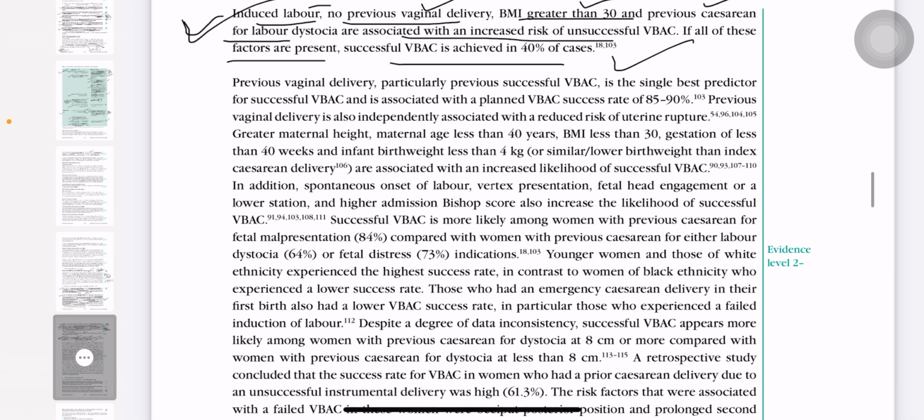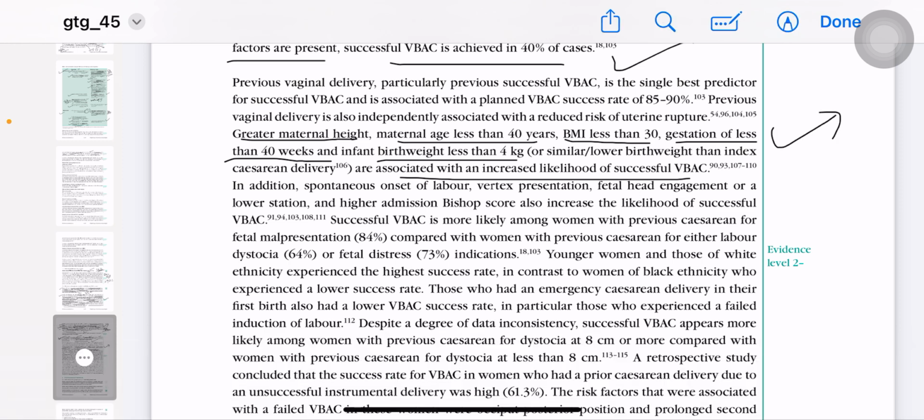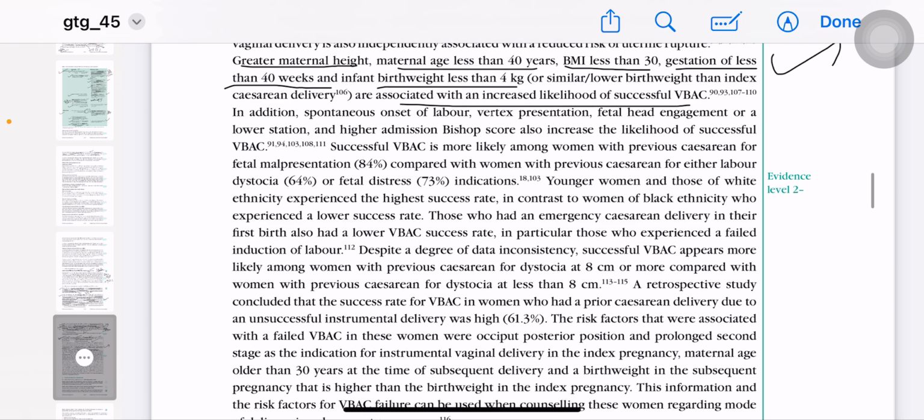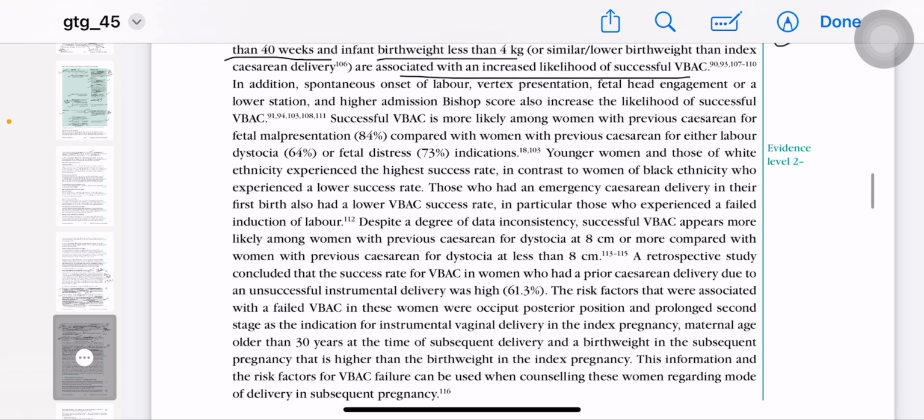So how will the BMI affect vaginal birth after cesarean? Greater maternal height, maternal age less than 40 years, BMI less than 30, gestation of less than 40 weeks, and infant birth weight less than 4 kg are associated with a higher chance of successful VBAC. So this is very important. You have to consider her age, her BMI, and her gestation.